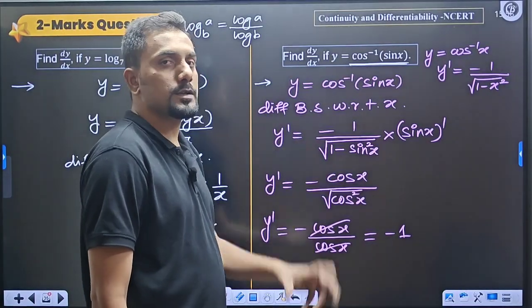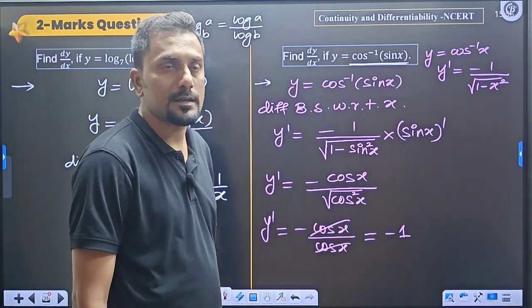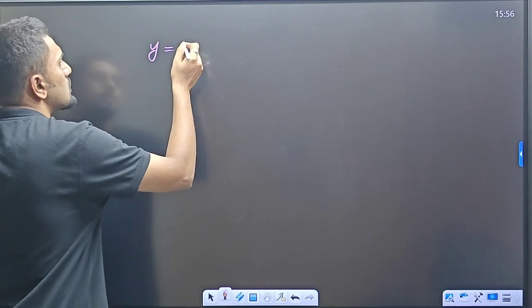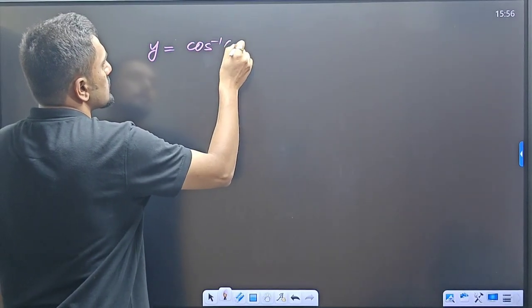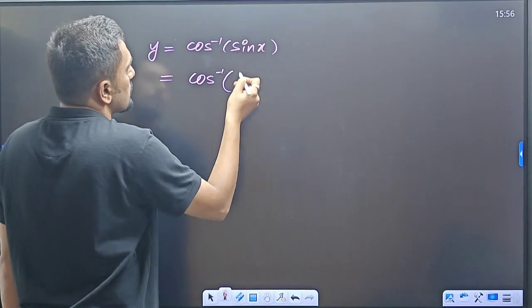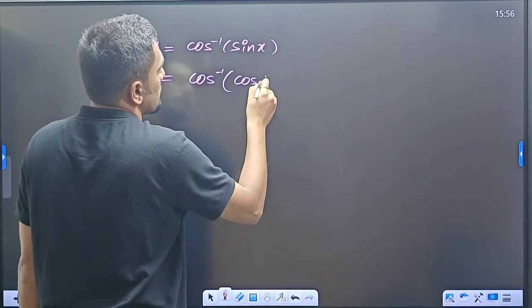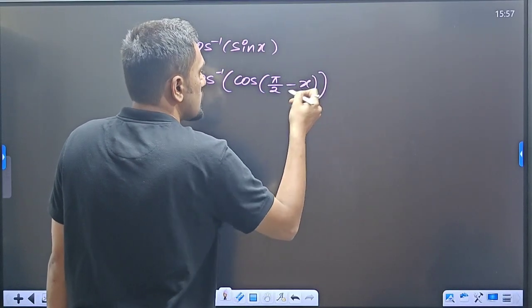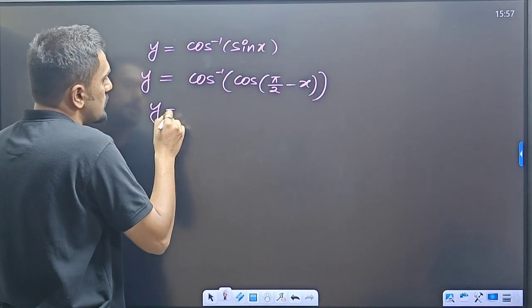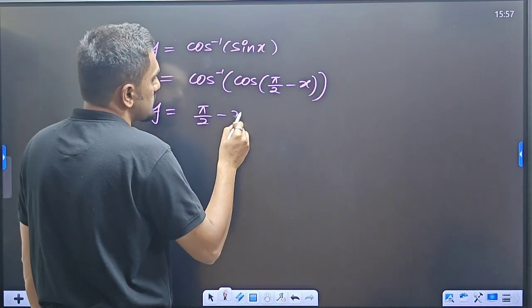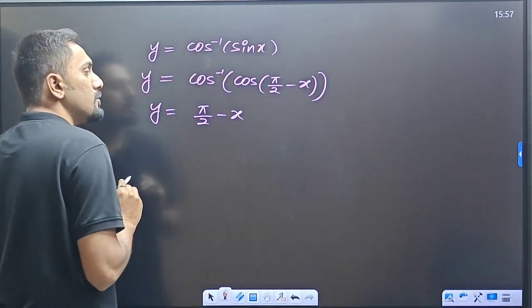If the same question is asked for 1 mark in the MCQ, then I will simplify this as y is equal to cos inverse of sin x. So sin x can be written as cos of 90 minus x, which is sin x. So y is equal to cos inverse of cos of, that is, pi by 2 minus x. The inside angle is pi by 2 minus x.